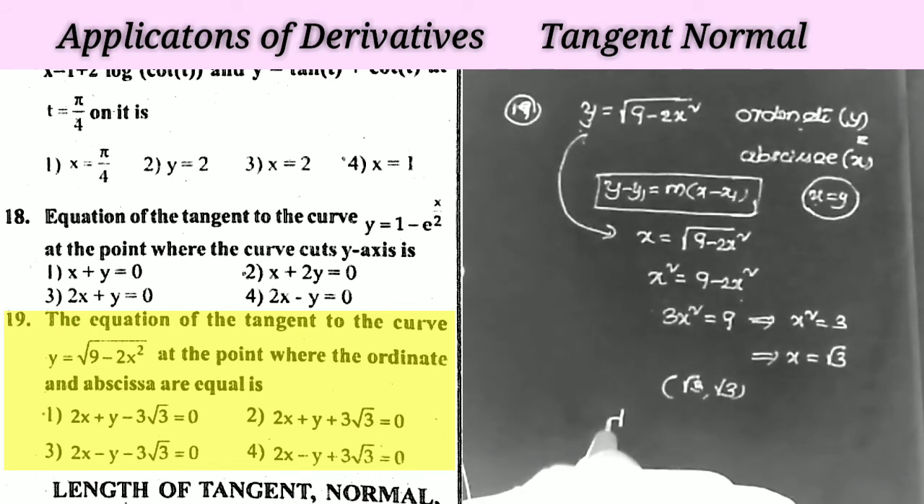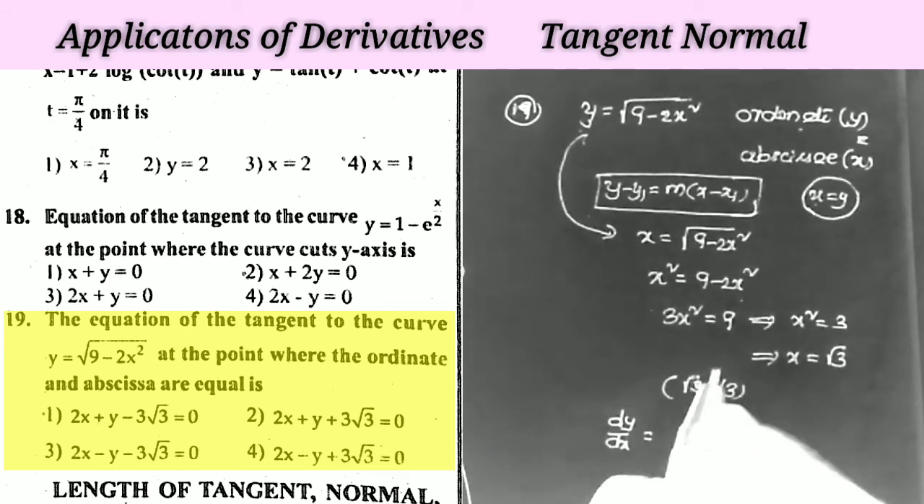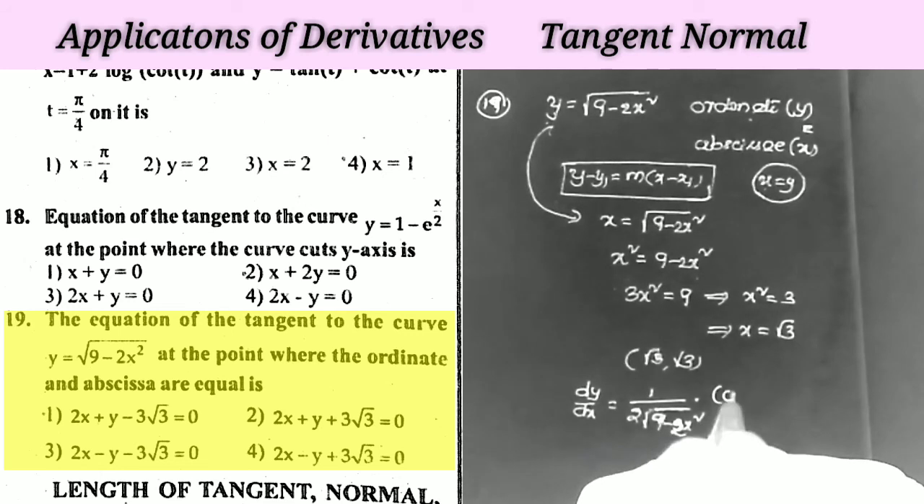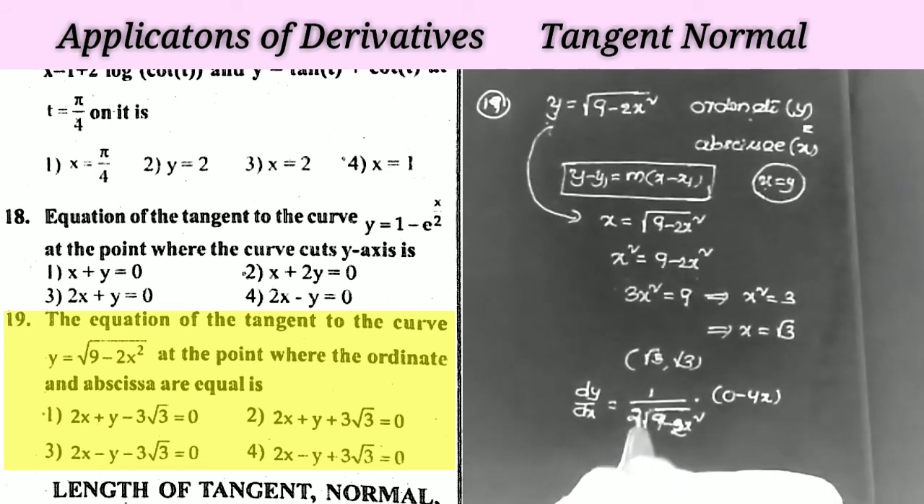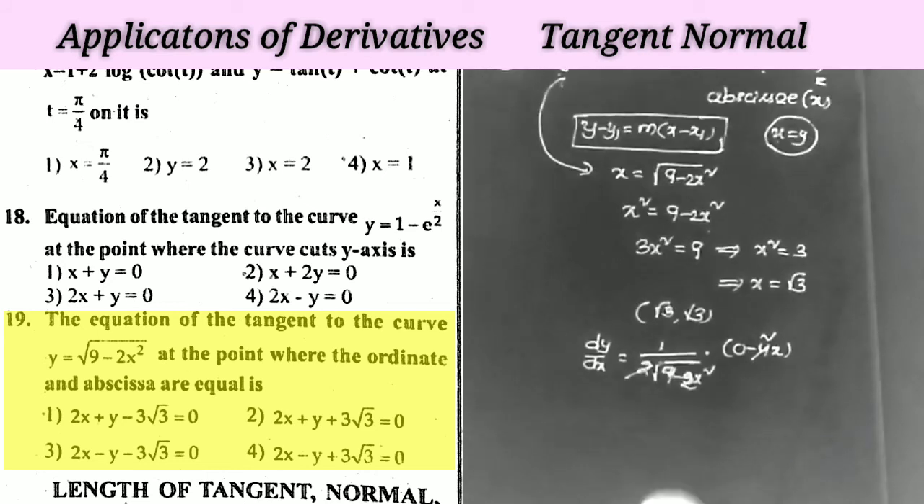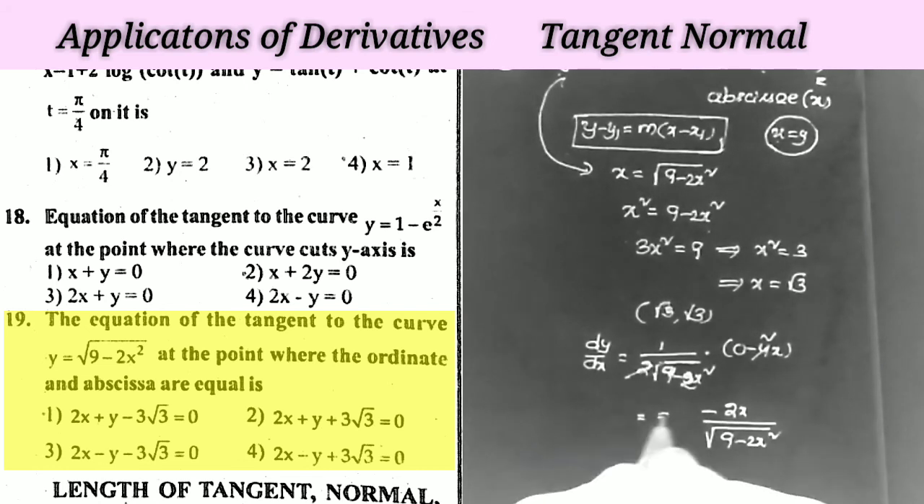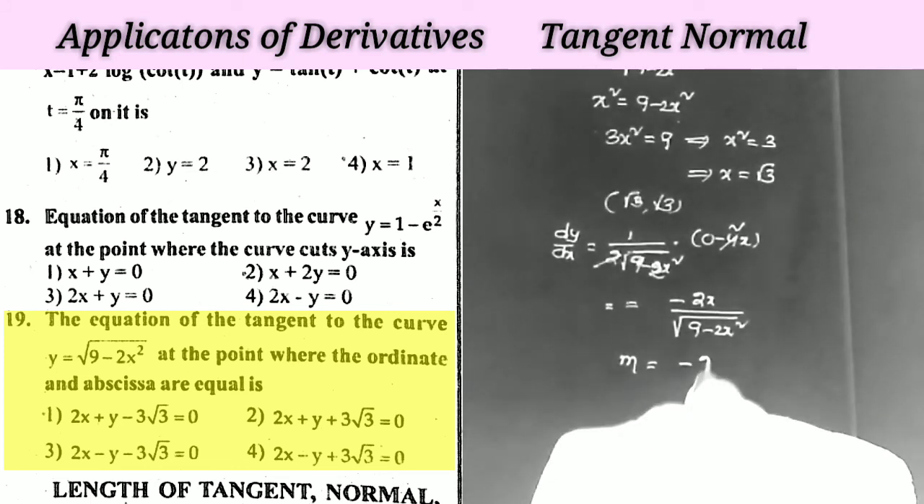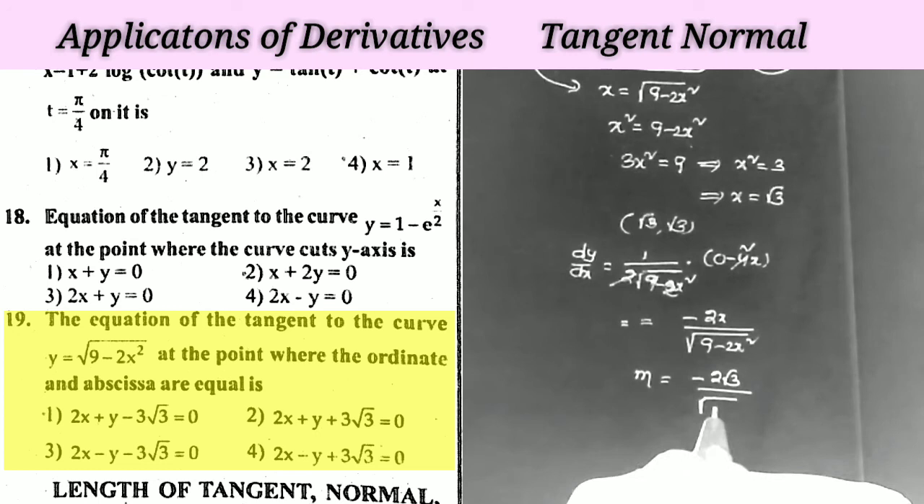Now we want the slope value. dy by dx is equal to, what is the function? This is in the form of root x. What is root x derivative? 1 by 2 root x. Again the derivative of this x value. 9 derivative 0 and minus 2x square derivative minus 4x. So the derivative is equals to minus 2x by square root of 9 minus 2x square. Now replacing that x is equal to root 3 here, that is m is equal to minus 2 root 3 by root of 9 minus 2 into 3, 9 minus 6, that is root 3. So the slope value is equal to minus 2.